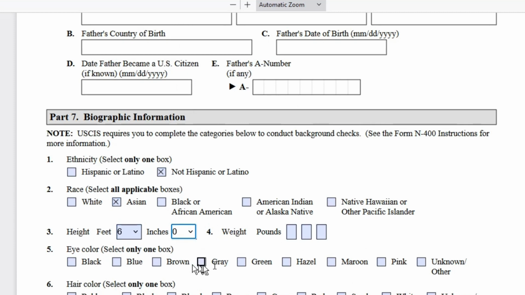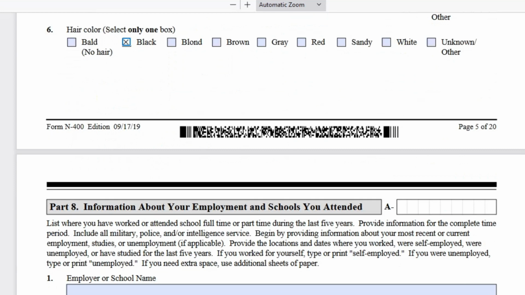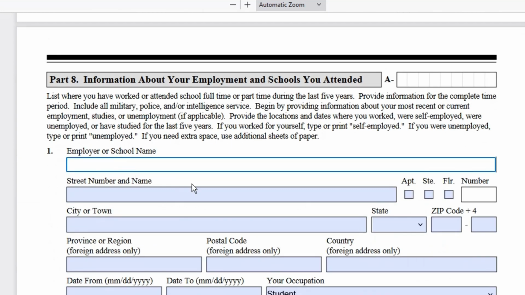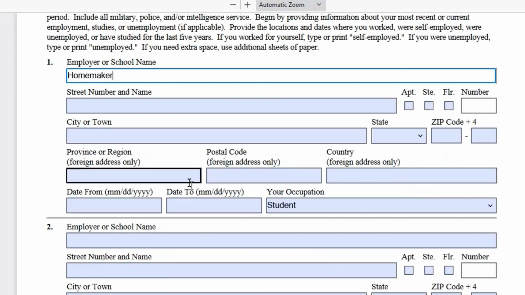Your eye color for me is hazel, hair color is black. Okay, keep going. Employer is school. This is a very important thing because people get scared when they see that. You don't have to have an employer. If you are, for example, a homemaker, you don't work, you can just put that. Okay, so there's no problem.